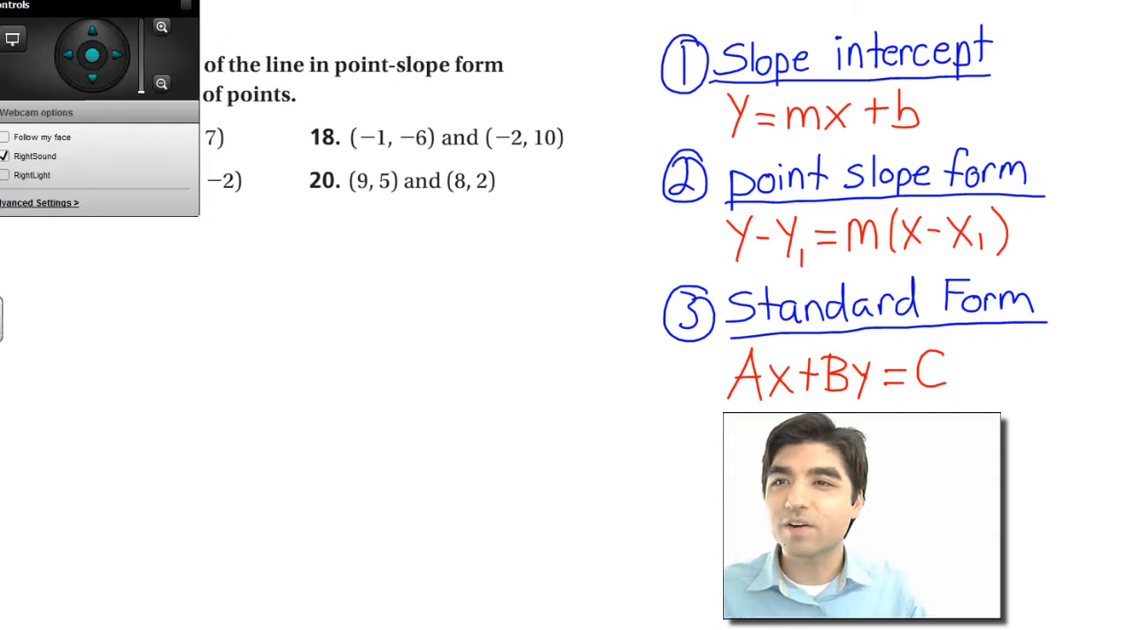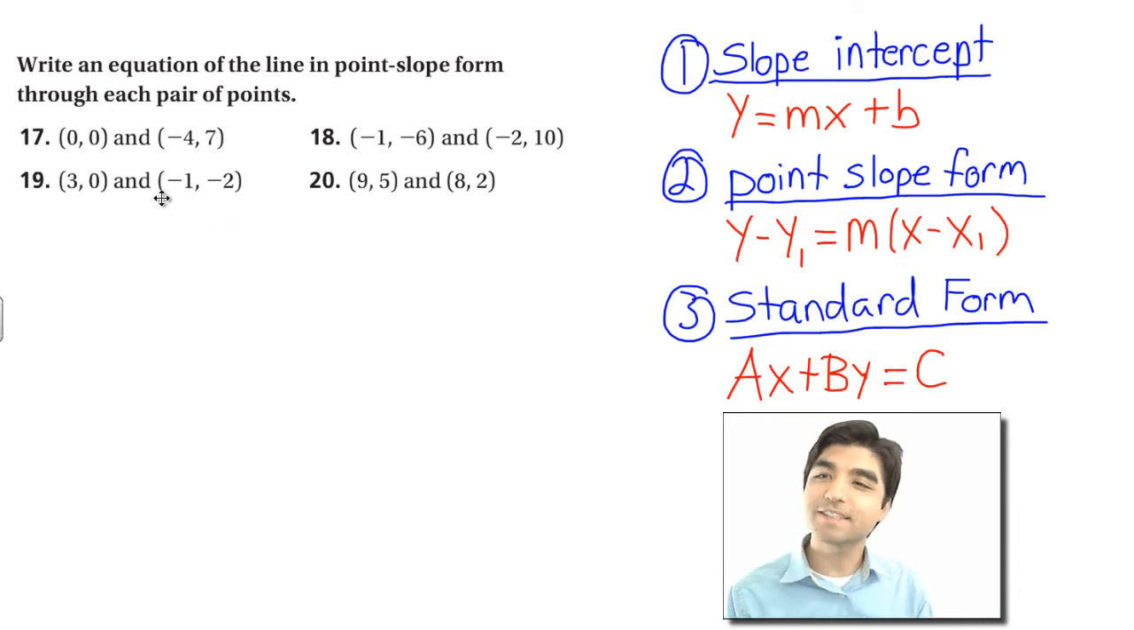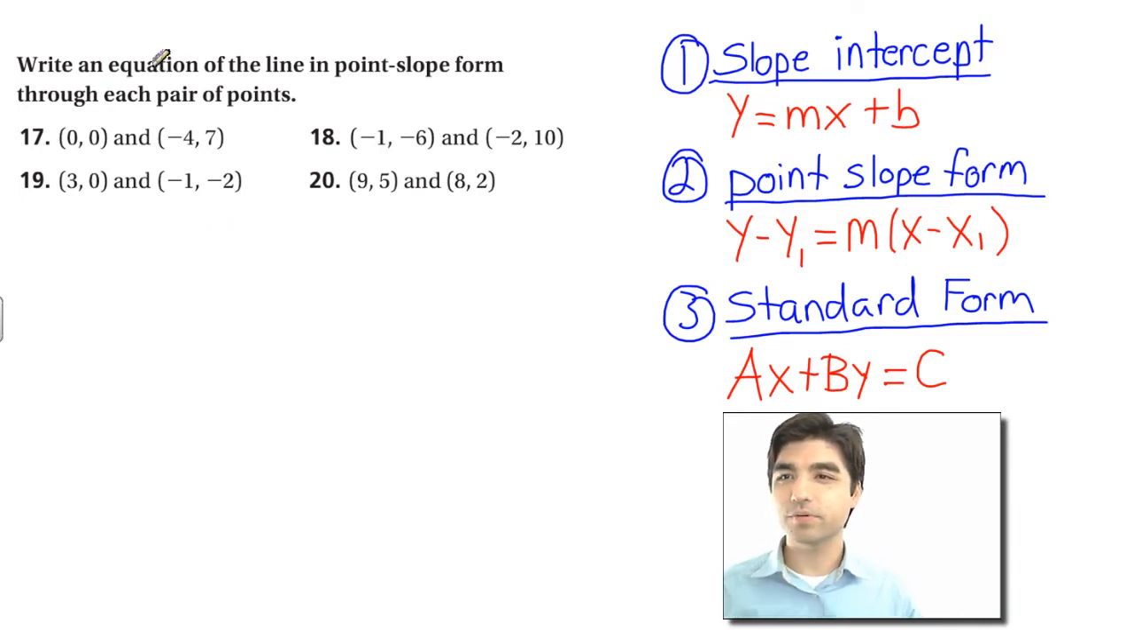Okay, so these are problems 17 through 20 on the Chapter 2 practice test, and it wants us to write an equation of a line in point-slope form through each pair of points.